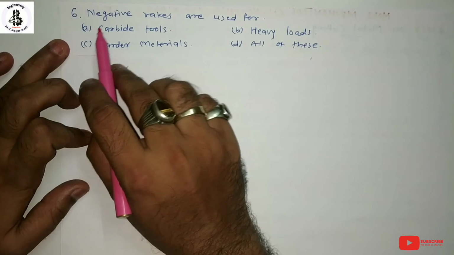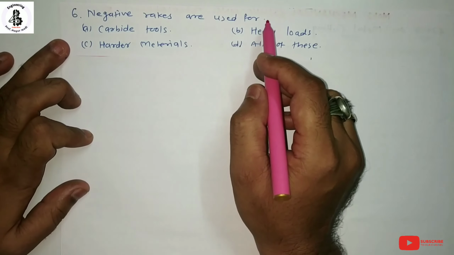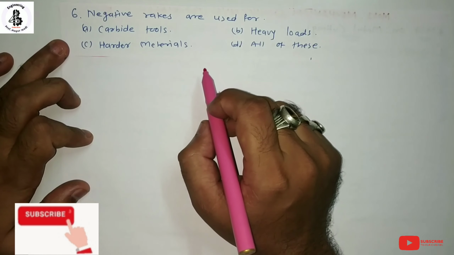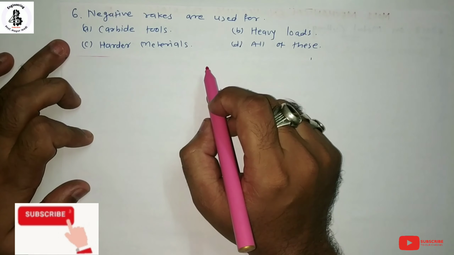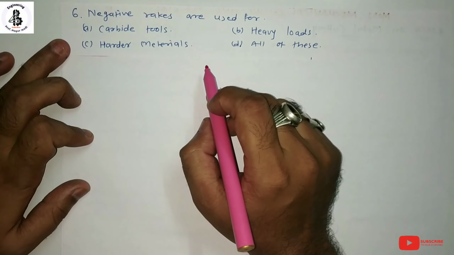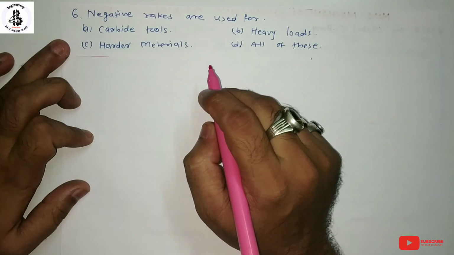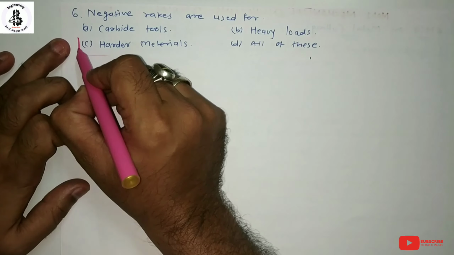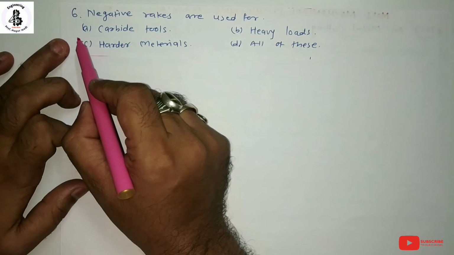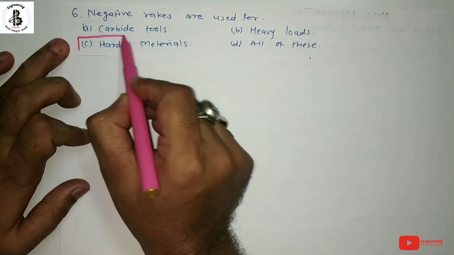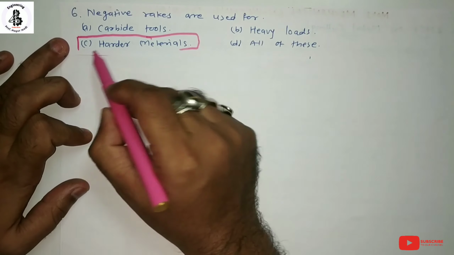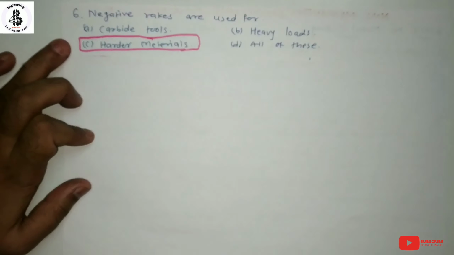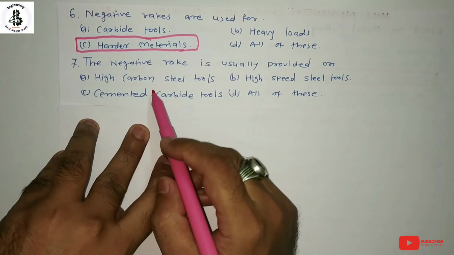Now the question is, negative rakes are used for. If you want to cut harder material, that is always adjusted with negative rake angles for the cutting. So here that will be option C, harder materials, where negative rake angles are used. So option C. Next question.